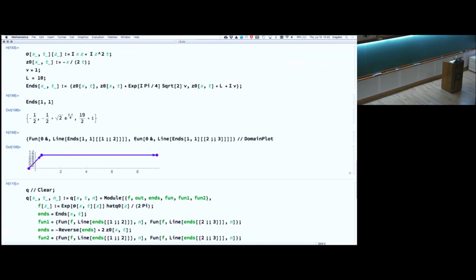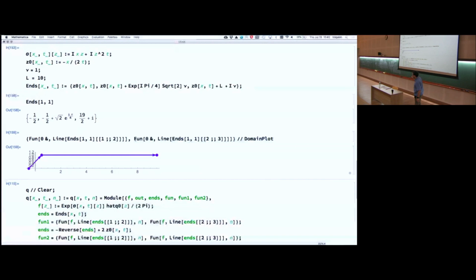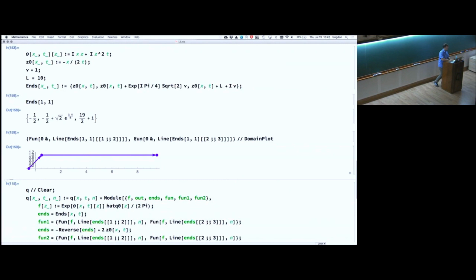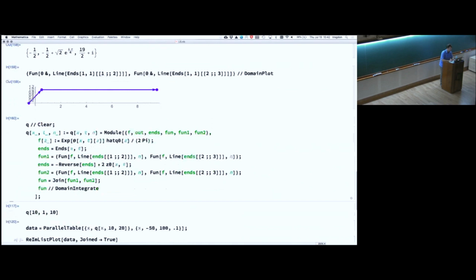It starts at z0 and goes in the upper half plane. And then I have another complementary contour that goes down in that way. And then this is a function that constructs this contour. Using this as a piece, it constructs the contour that goes this way, up, over. Then we have the integrand on that contour, and then you integrate. I showed you the domain integrate command before, so it will do the contour integral along those contours. That's where you see down here all the domain integrate commands.